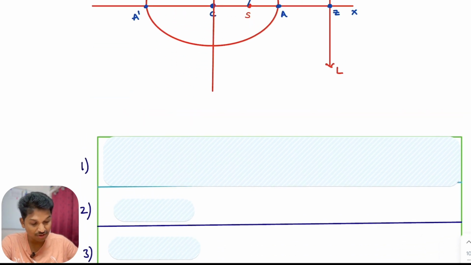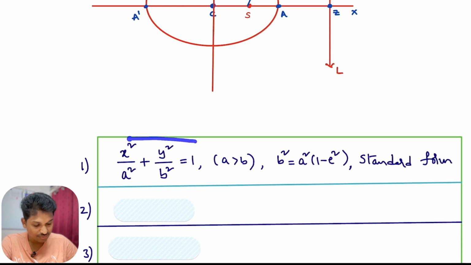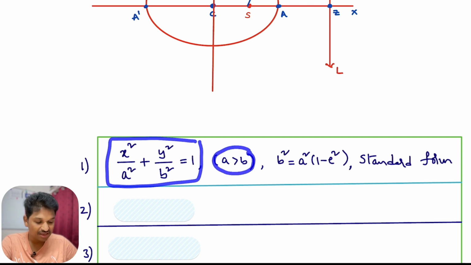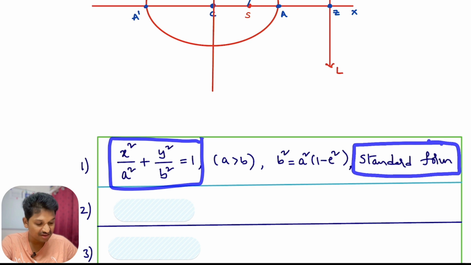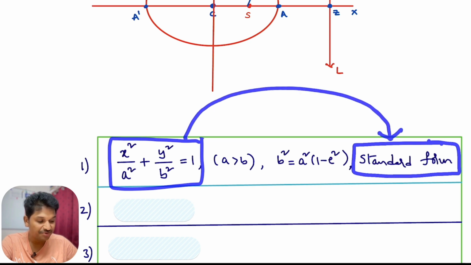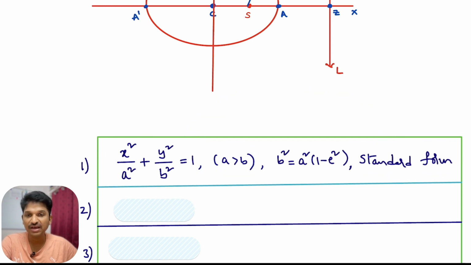What is the first formula? See this, x square by a square plus y square by b square equal to 1. If a is greater than b and b square is a square into 1 minus e square, this is known as the standard form of ellipse. This is known as the equation of ellipse in standard form. When we say it is a standard form, then a must be greater than b. When a is greater than b, in that case b square is a square into 1 minus e square.